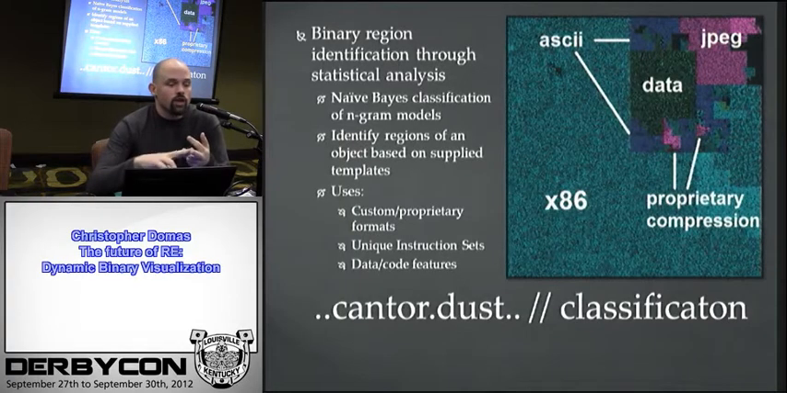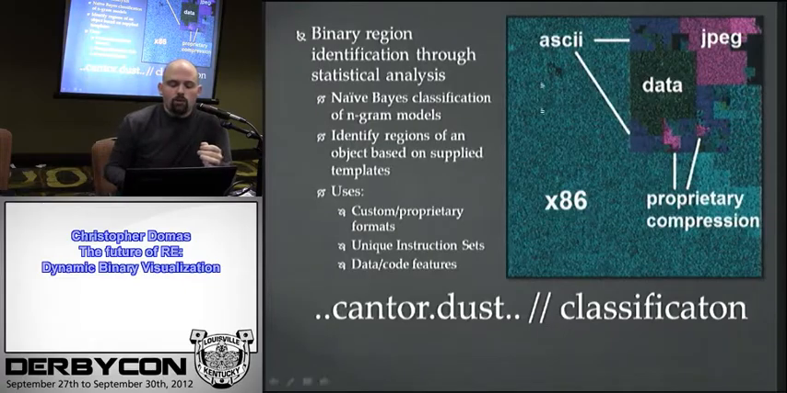I'm not giving it a grammar. I'm not telling it how to parse x86. I'm just giving it a sample of x86 code, and I'm going to give it a whole bunch of these different templates. From these templates, our software builds what are called n-gram models, and we run a statistical algorithm called the naive Bayes classification algorithm in order to classify regions of the file as most closely matching various templates.